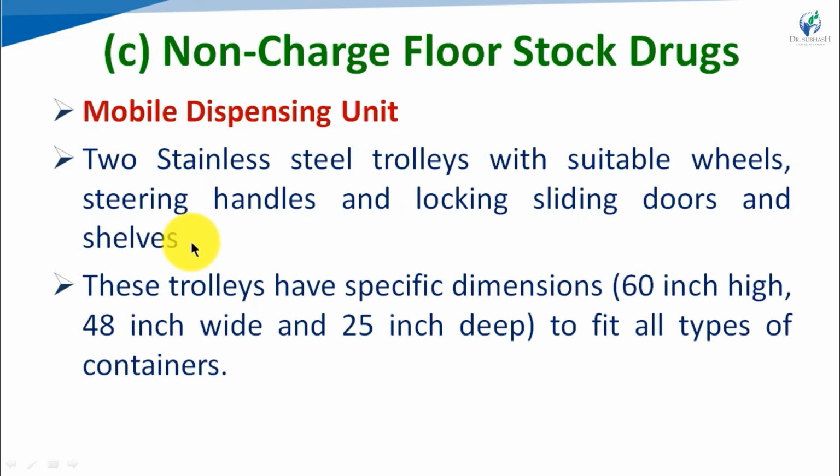There are two trolleys available in this mobile dispensing unit. One will be kept in the nursing station, and the other, when it is required to be refilled, will go to the pharmacy store or the drug store. This trolley has specific dimensions, for example 60 inches high, 48 inches wide and 25 inches deep, to fit all types of containers. That means all types of containers will fit here.